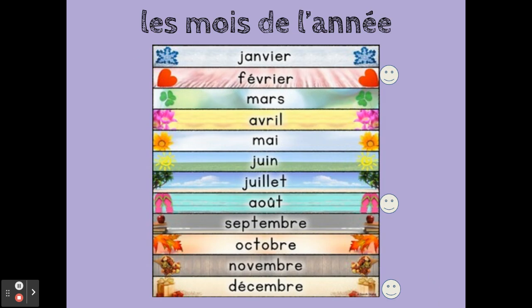All right, here is a review of the months of the year, les mois de l'année. And can you guess why there's 3 smiley faces here next to these months? It's because there are accent marks on those. Okay, so here we go. And also notice that they're all lowercase to start. Same thing with the days. So I'm just going to say them for you. Janvier, février, mars, avril, mai, juin, juillet, août, septembre, octobre, novembre, décembre.